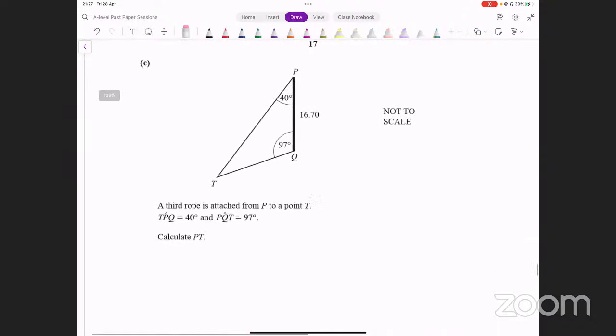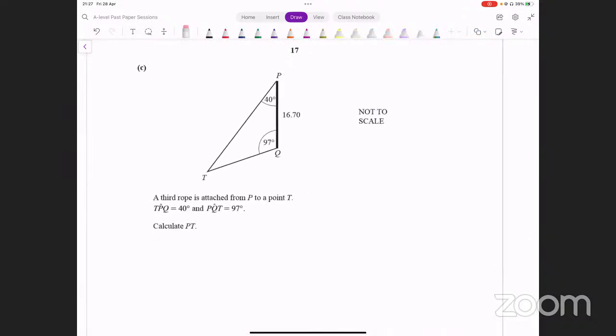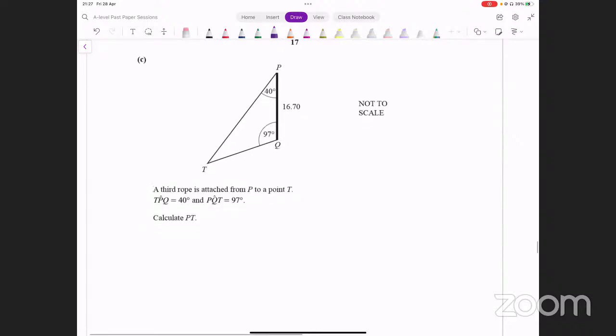Part C of this. Now it says a third rope is attached from P to a point T. The angle TPQ is 40 degrees and PQT is 97 degrees. Calculate PT. So, it has given you a separate triangle and asked you to find the length PT.